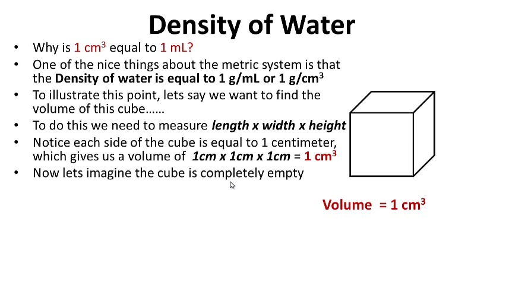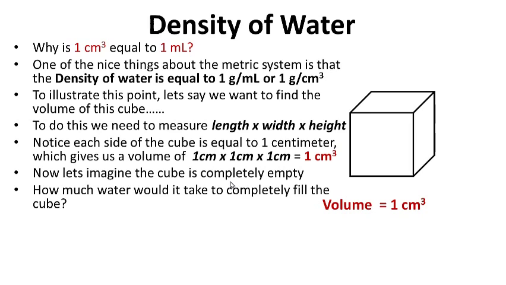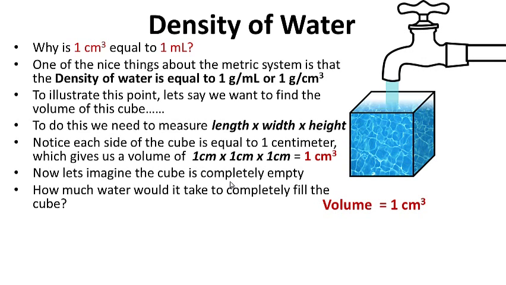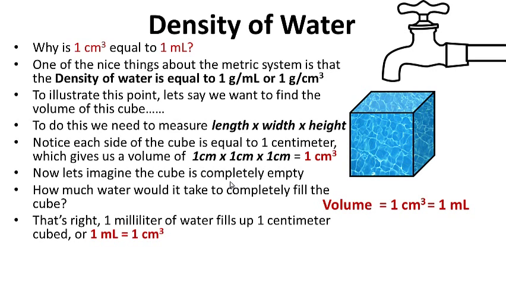Now let's imagine this cube is completely empty. There's nothing in it. How much water would it take to completely fill the cube? Well, 1 milliliter of water. That's right, 1 milliliter of water fills up 1 centimeter cubed, or 1 milliliter is equal to 1 cubic centimeter. That is why 1 centimeter cubed equals 1 milliliter.